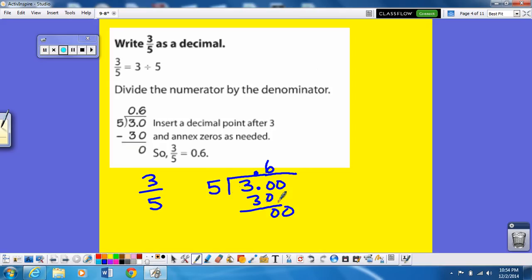Okay, bring down. 5 goes into 0 0 times. 0 times 5 is 0. Now notice, I just, as a rule of thumb, added 2 zeros. Notice that the answer they got here is 6/10. The answer I got here is 60 hundredths. Remember, those are the same thing. 6/10 is the same thing as 60 hundredths.